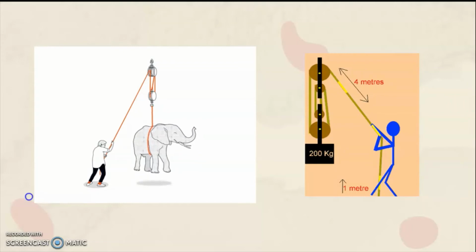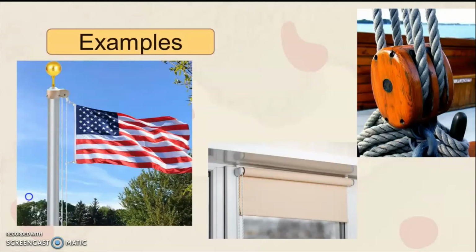By linking multiple pulleys together, you can do the same job with even less force, because you are applying the force along a much longer distance. Pulleys may be used to raise and lower flags, blinds, or sails, and are used to help raise and lower elevators.